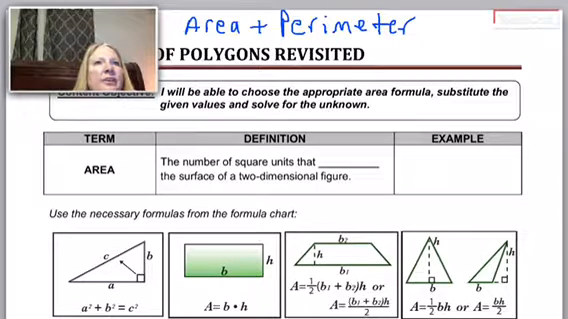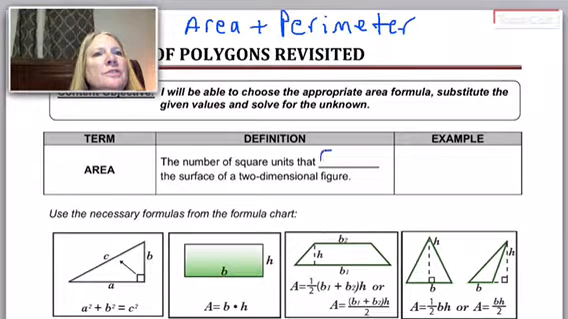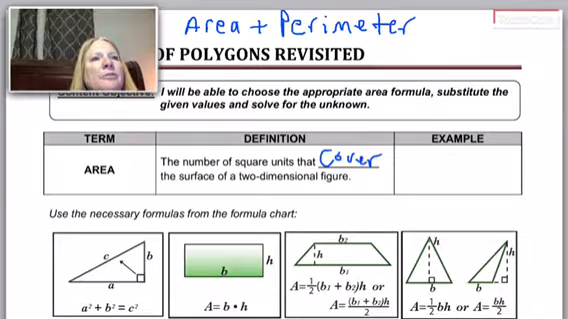This lesson is Area and Perimeter of Polygons Revisited. It's just a review of the area and perimeter laws we've looked at. Area is the number of square units that cover the surface of a two-dimensional figure. And remember, perimeter is the way around it. Here are the formulas that are used.